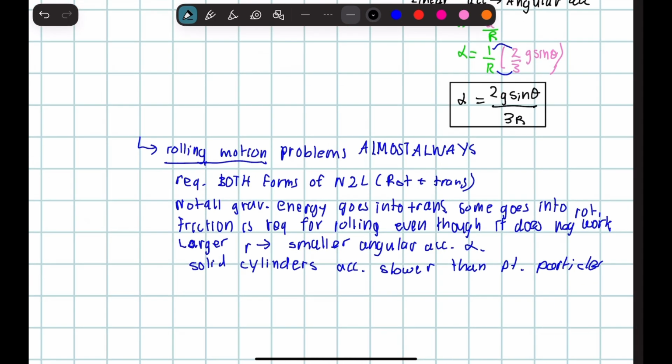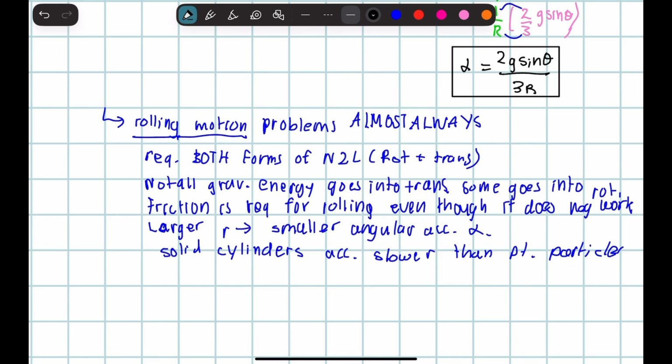Okay, and for these types of rolling motion problems, you always have to remember that they require both forms of Newton's second law, rotational and translational. And also remember that not all gravitational energy goes into translational, and some of it goes into rotational.